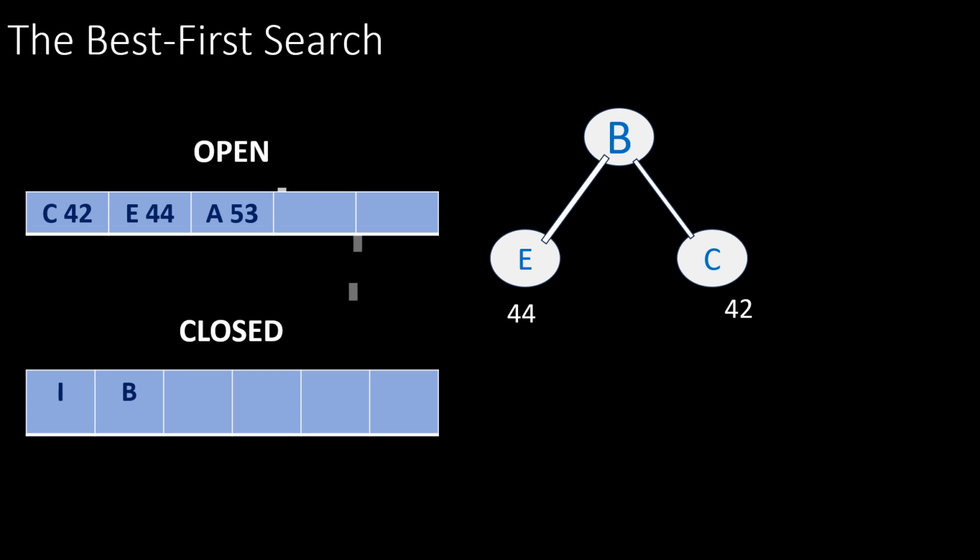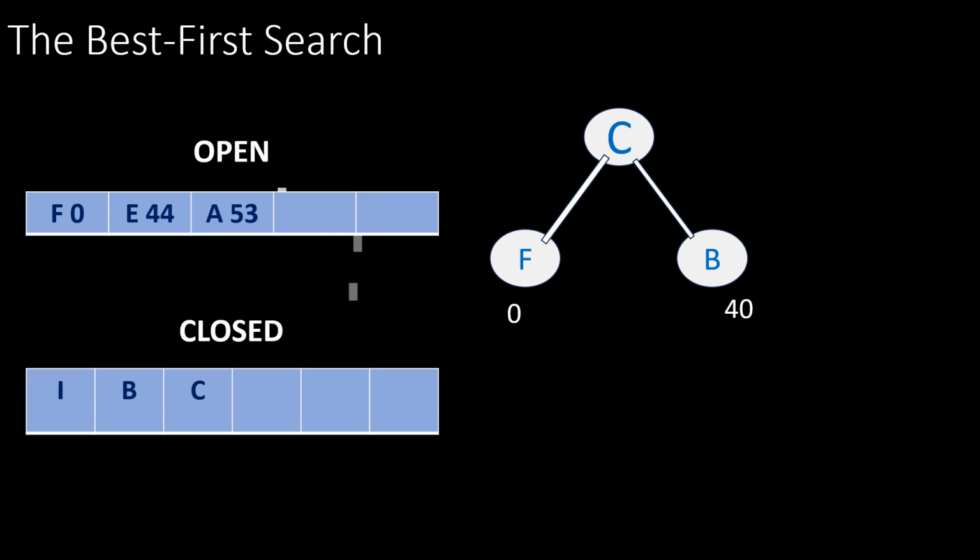It will be ordered in ascending order, and next we will choose the lower value, the node containing the lower heuristic value, which in this case is C. So we choose C as the next node to be explored.